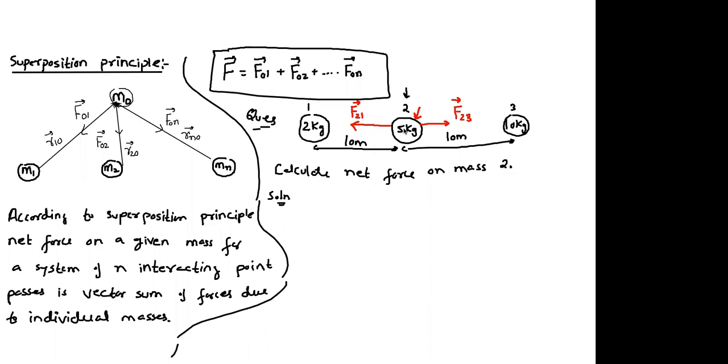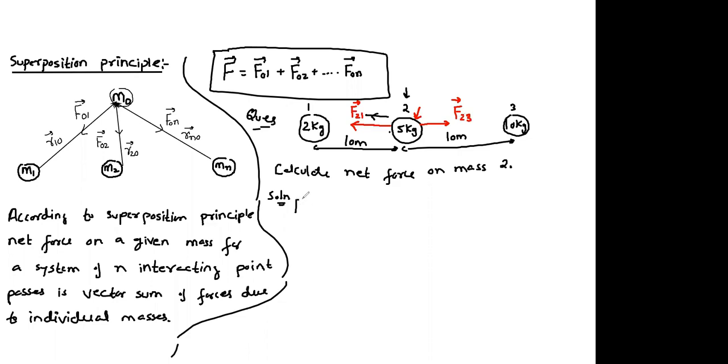There are a total of three masses, but two masses will exert force over this 5 kg mass: 2 kg and 10 kg. The direction of force is clear. 2 kg will attract this 5 kg, so the force over this 5 kg due to 2 kg is towards 2 kg. Due to attraction, it should move in this direction. That's why this is the direction of force. Similarly, this 10 kg mass will attract this 5 kg mass, and this 5 kg mass will move towards this 10 kg. That's why the direction of force is this, F23.